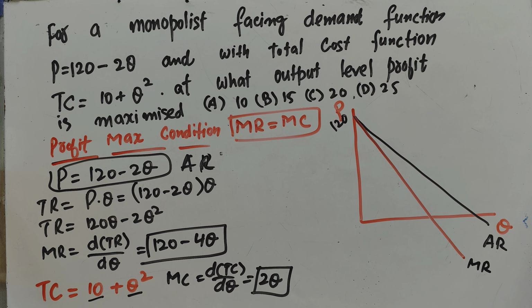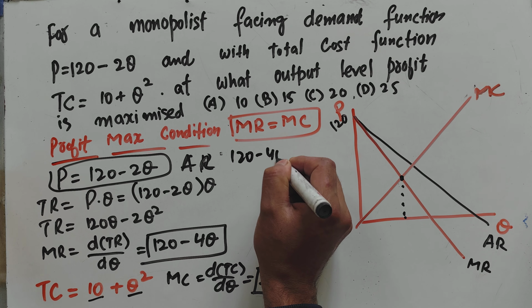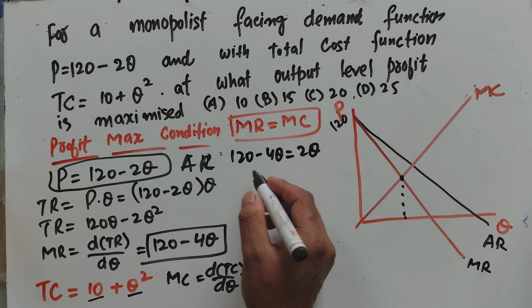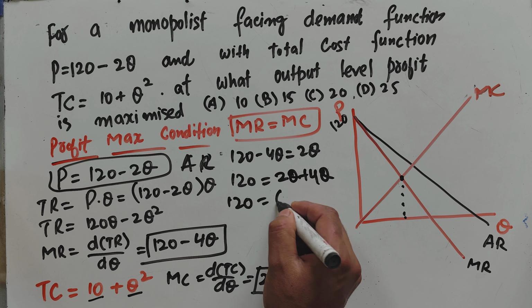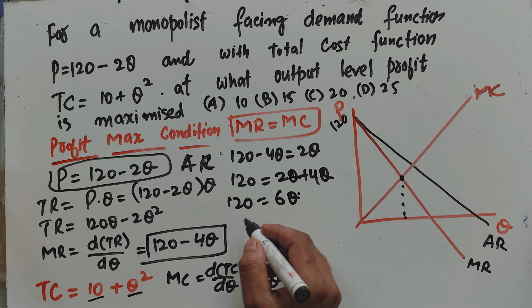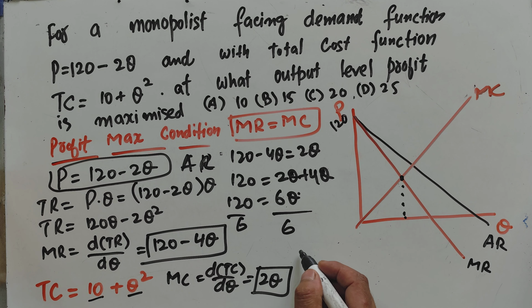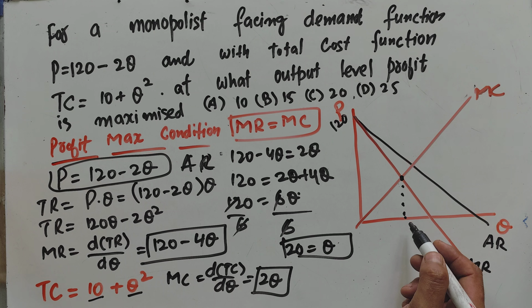So equating marginal revenue with marginal cost: marginal revenue is 120 - 4Q, and we equate it to the marginal cost, which is 2Q. So 120 will be equal to, transposing this here, 2Q + 4Q. 120 = 6Q, dividing both sides by 6. 6 ones are 6, 6 twos are 12, so we get 20 = Q. That means the level of output that maximizes profit is 20 units.